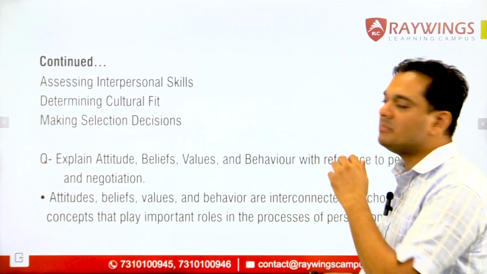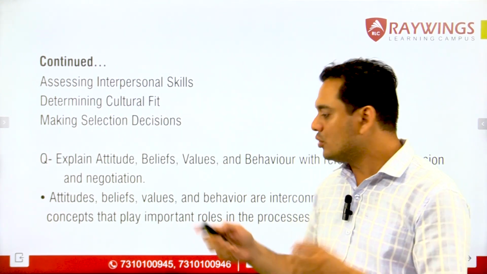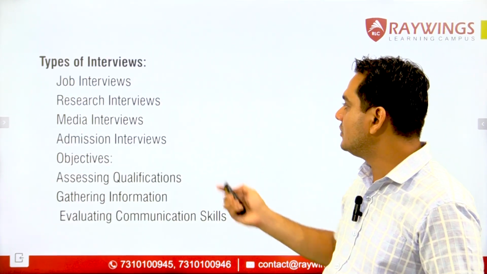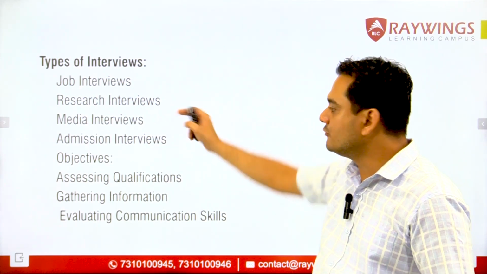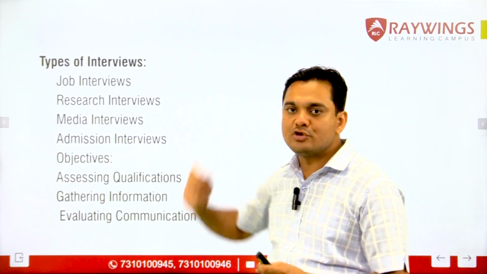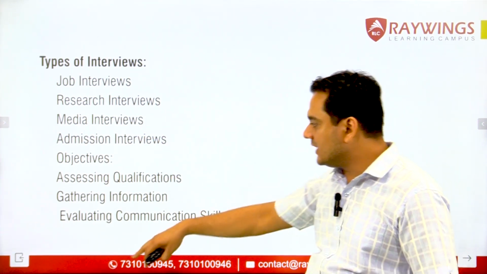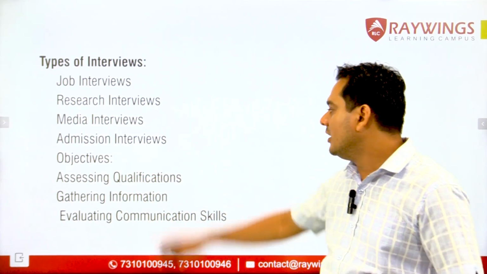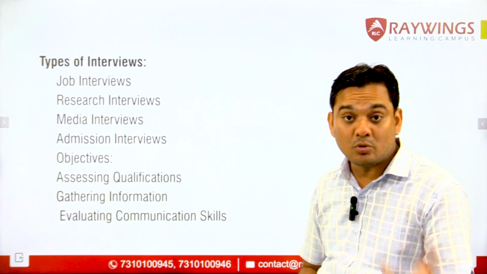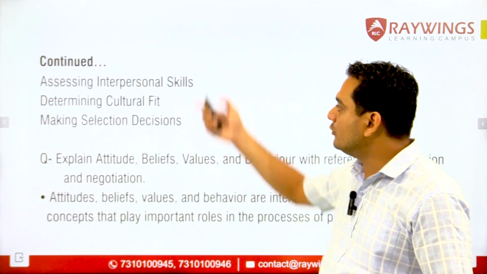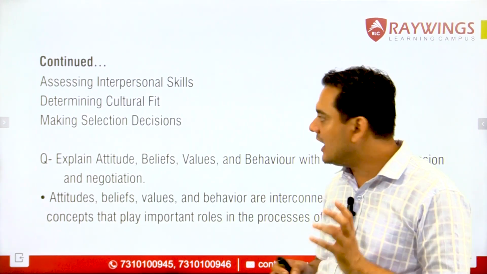Now, while writing the objectives and the kinds, you will have to elaborate them also. Don't just write the point. Suppose in the previous slide, we saw the types of interviews: job interviews, research, media, admission. These four types of interviews. So you will have to define what is a job interview, what is research, what is media, and what is admission, what I told you right now. And in the objectives also, you'll have to define it in 2 to 3 lines, like assessing qualifications, what is assessing qualifications and why it is done, gathering information about what and why, and so on and so forth. So for the same, all the 6 points you have to write or explain in 2 to 3 lines.